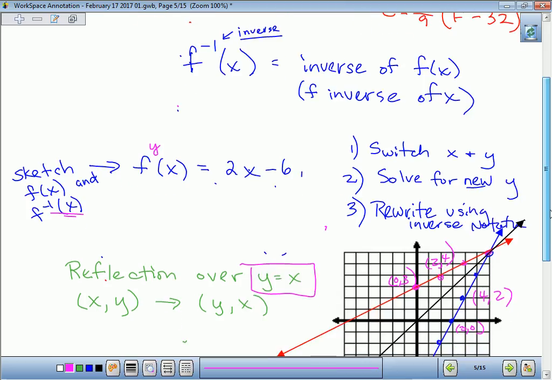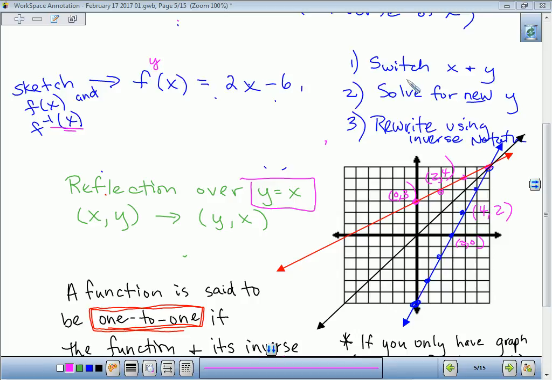So how do you find inverses? Very, very simple. It's a three-step approach. Step 1, switch your x and y. Step 2, solve for your new y. And step 3, rewrite using inverse notation. That's it. Very, very simple.